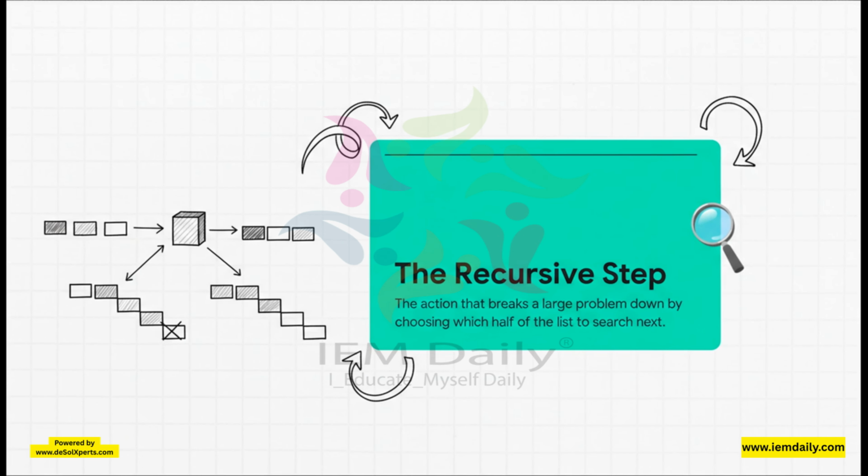And the second ingredient is the recursive step. This is the divide part of our divide and conquer strategy. We take whatever list we're currently looking at, we find the middle element, and we compare it to our target. Then, based on that one comparison, we call the exact same search function all over again. But this time, we only give it the smaller, correct half of the list.